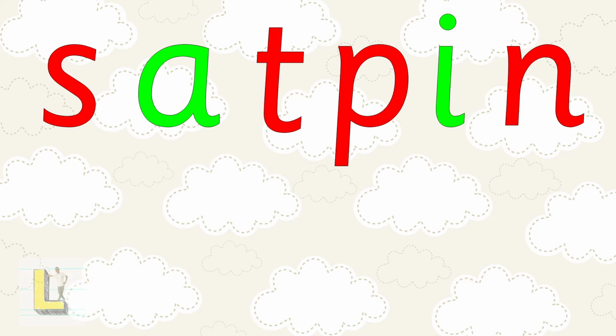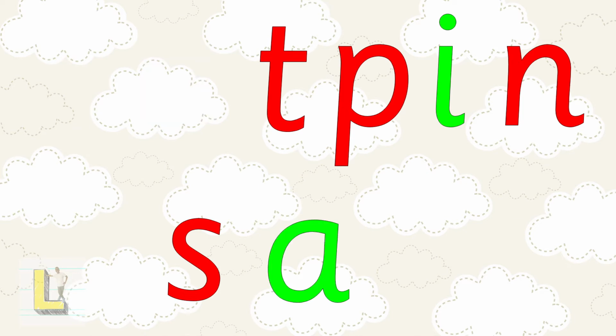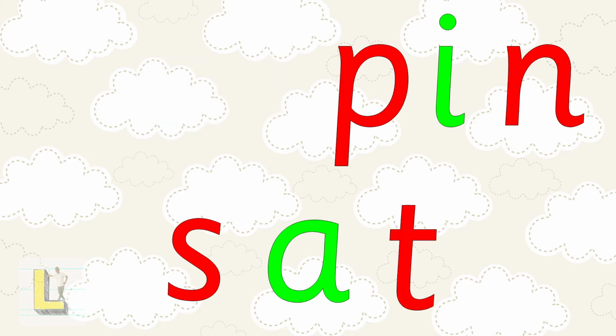Let's begin with our first word, sat. I sat on the chair, or sat the monster. Which sounds do you think we need to build this word? S-A-T. Let's turn sat into sap. Which letter sound do we need to change? Sap. That's right, we can swap the p and the t.